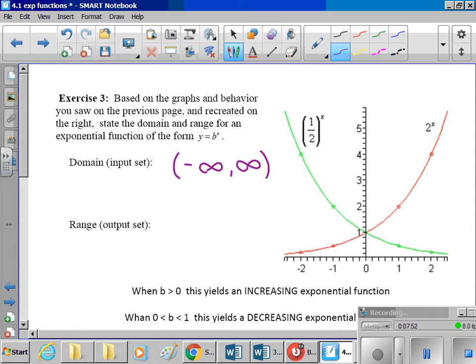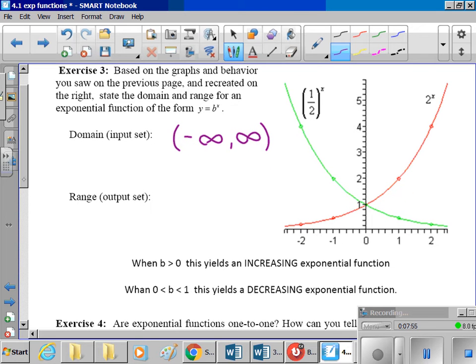Our range is a little more interesting because we're going up to positive infinity on both these graphs, right? So our upper limit is going to be infinity. But as we discussed about our asymptote, our lower limit is going to be 0. We're never going to be negative, and we're also never going to equal 0. The lowest we can go is to approach 0 but not touch it. So we're actually going to use a parenthesis instead of a bracket because we don't want to include 0. There's no power you can put 2 to or 1/2 to that's going to equal 0. You can just get really, really close.